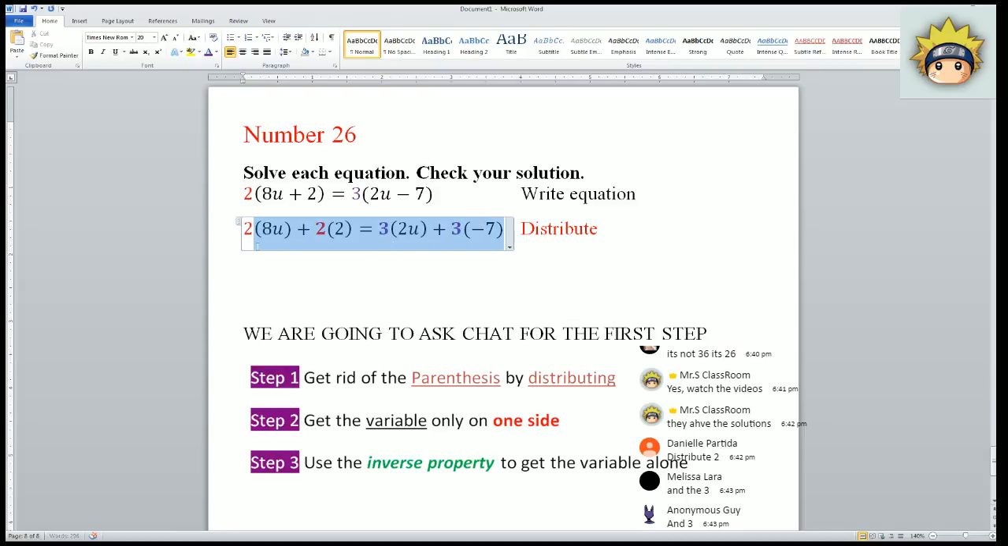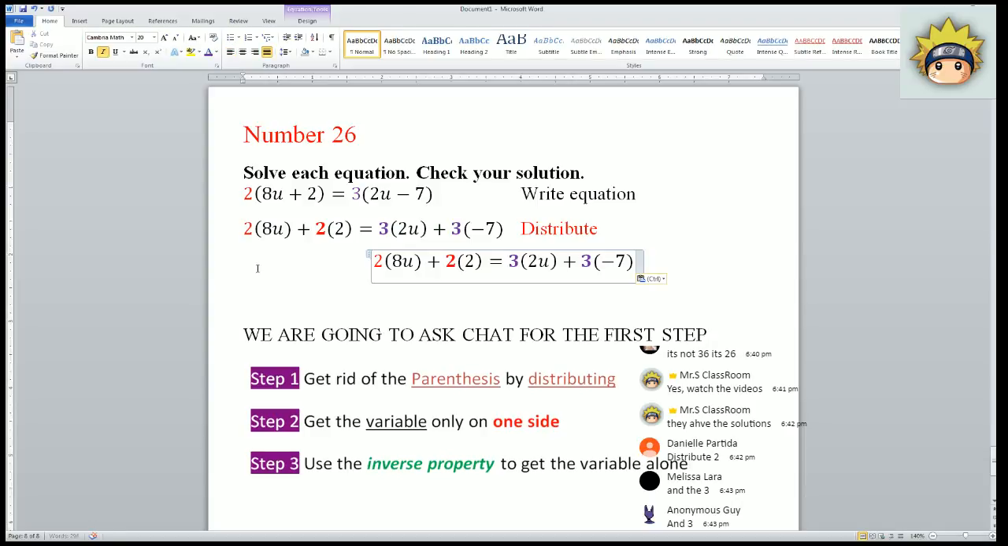Okay. Then I think we can simplify now. 2 times 8u becomes 16u plus 4. Okay, my left hand side. Right, 3 times 2u becomes 6u, and 3 times -7 becomes -21. Okay. Alright, good. Okay, this is after I simplify.